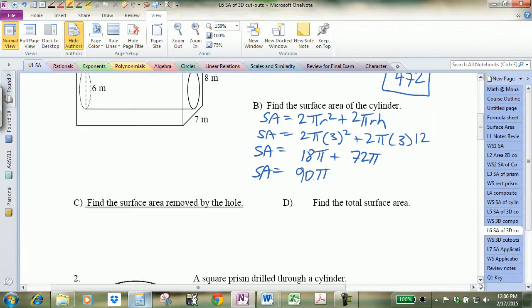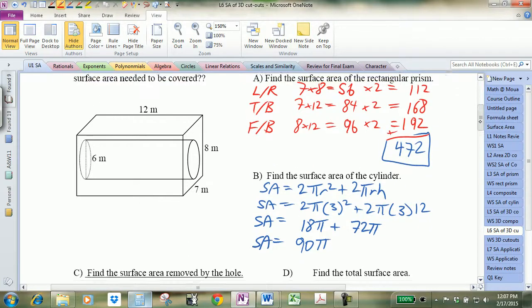How many people got 90 pi? Oh, good. Okay. I want to see the work. I want to see it line by line. I couldn't imagine seeing anything less on your page. There should not be anything less on your page. Seriously, honestly. Question? Nope. All right. Yes.